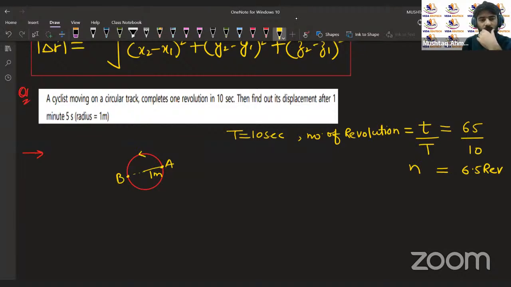The displacement is the shortest distance between the initial and final position. We can see that the displacement here between A and B is equal to the diameter of this circle. So the displacement for this question will be equal to the diameter of this circle, that's 2 meters. So 2 meters will be the answer for this question. After 6.5 revolutions, the displacement of this particle from its initial position will be equal to 2 meters.